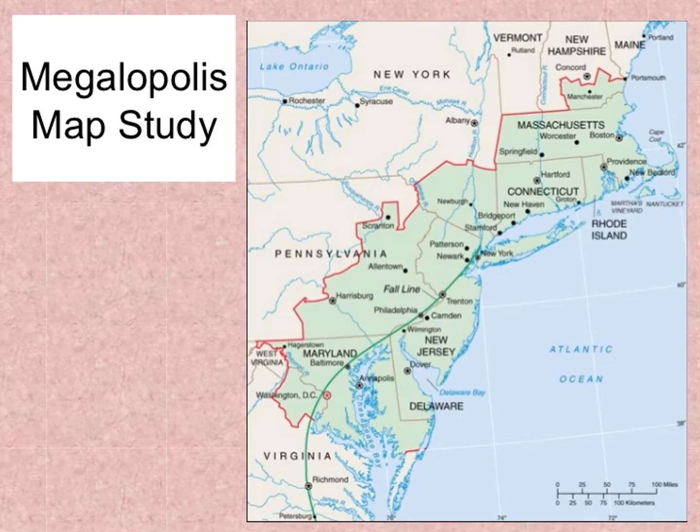Here is the Boswash megalopolis, centered largely on Boston in the north, though it does extend a little bit further into New Hampshire, down to Washington, D.C., but further into parts of Maryland and maybe even a little northern Virginia. All right? But this is the Boswash megalopolis.